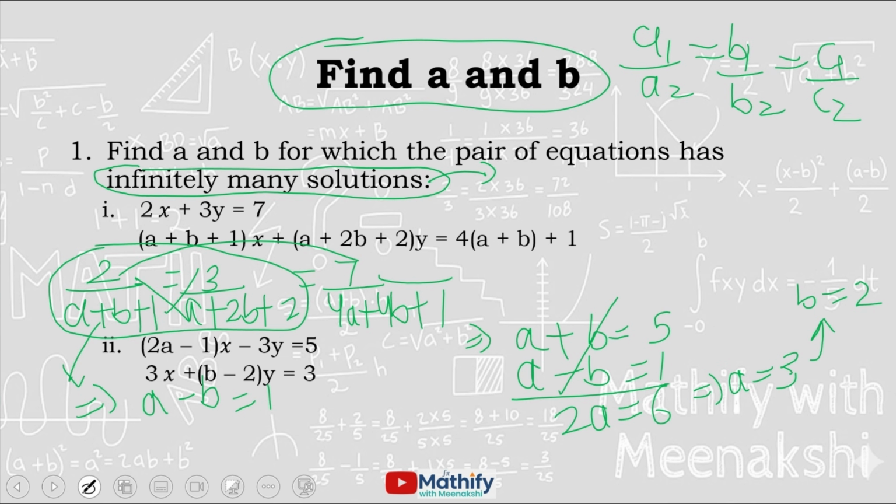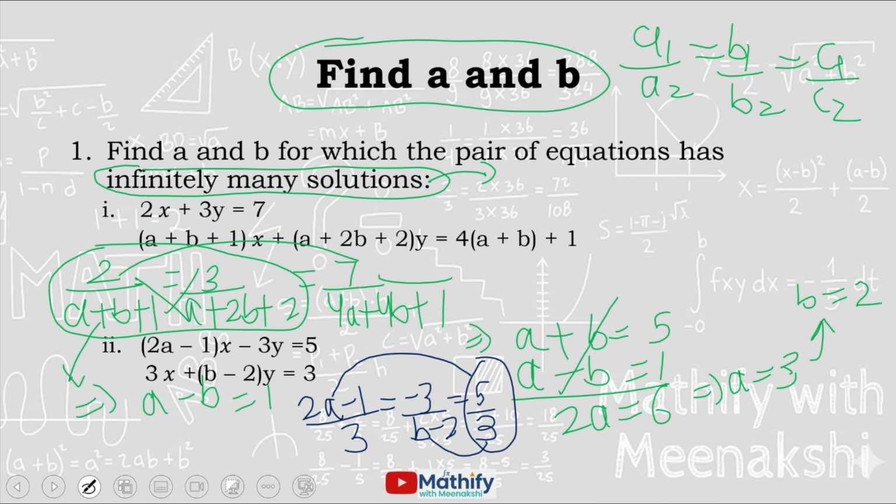Similarly, you can do the second part on your own. I'm just writing the equation for you. That is (2a-1)/3 = -3/(b-2) = 5/3. In this case, you can equate the first and third once and the second and third once. Why? Because here 5/3 is one value where there is no variable. So in this type of situation, always equate with 5/3. When you solve this, you will get a as 3 and b as 1/5. You can check your answer. Let's move to the next topic.